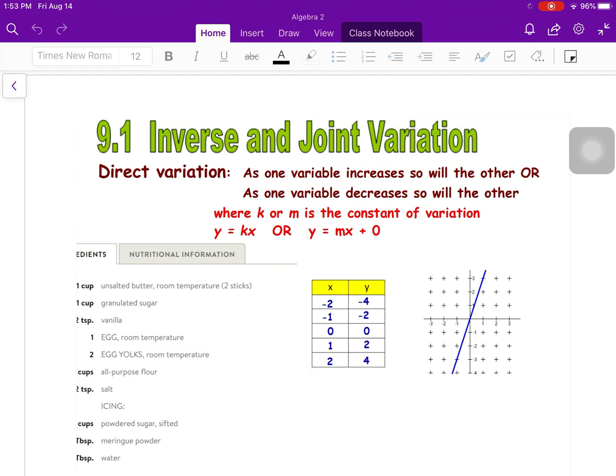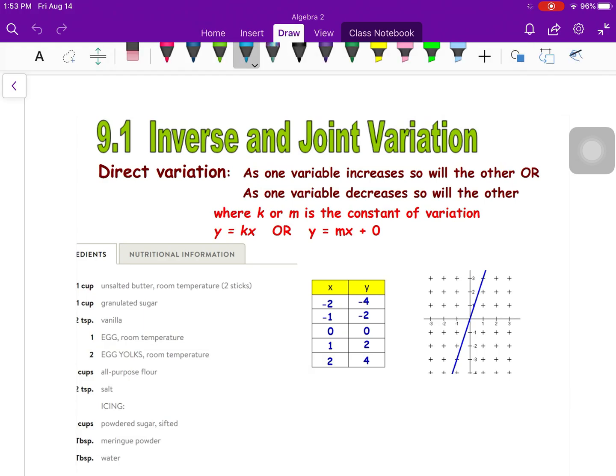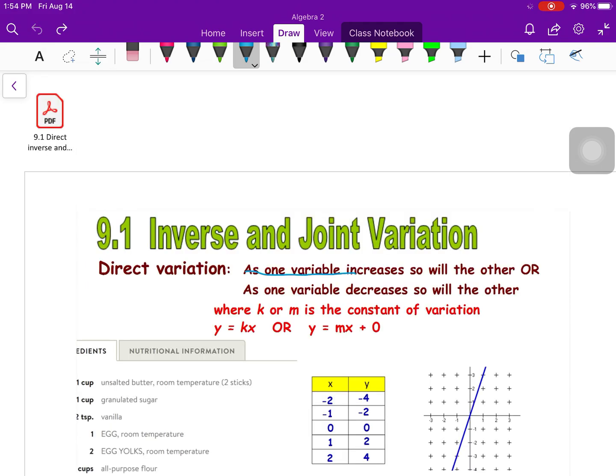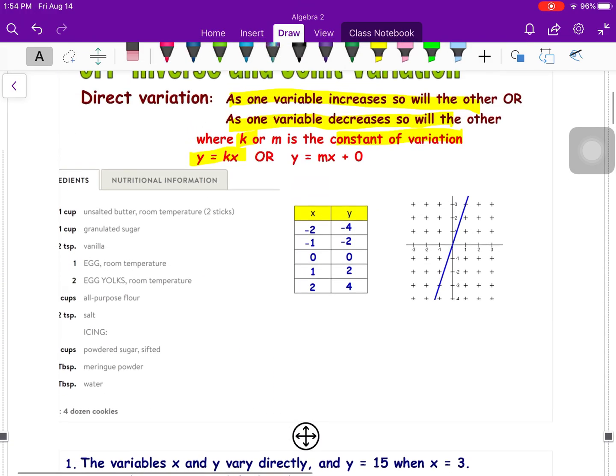So again, direct variation is as one variable increases, so does the other, and vice versa. As one variable decreases, so does the other. It is the equation y equals kx, where k is your constant of variation. And here would be some examples of direct variation.